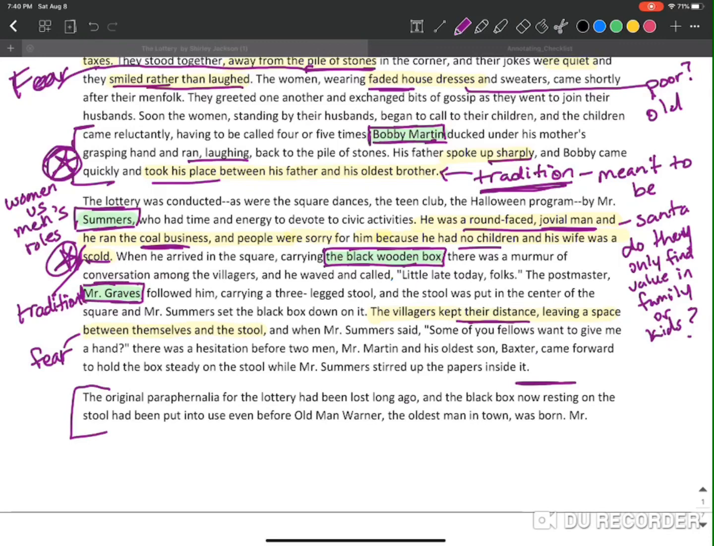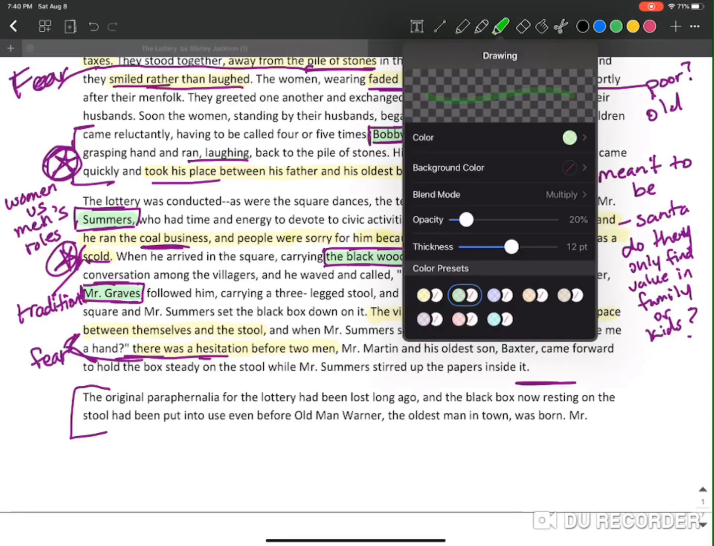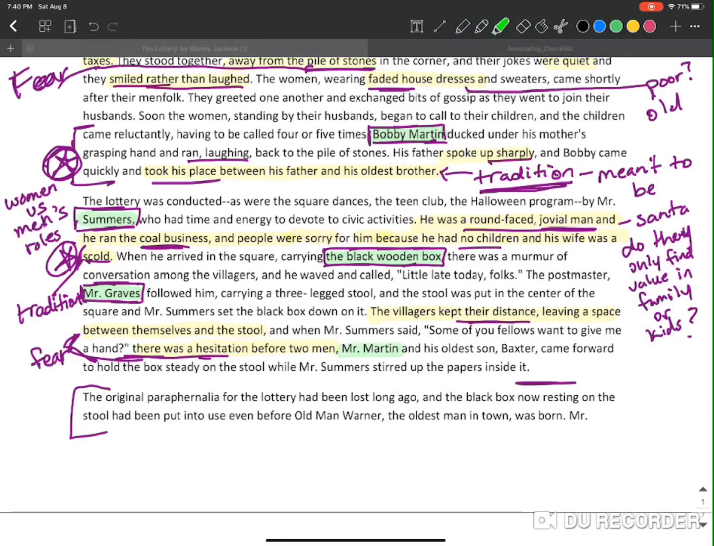Anyway. And when Mr. Summers said, "Some of you fellows want to give me a hand," there was a hesitation. Oh, see, once again, you have this fear coming out. You know, they seem nervous, unsure. They don't want to get too close to it or get too near to it. There was a hesitation before two men, Mr. Martin and his oldest son, Baxter, came forward to hold the box steady on the stool while Mr. Summers stirred up the papers inside it.